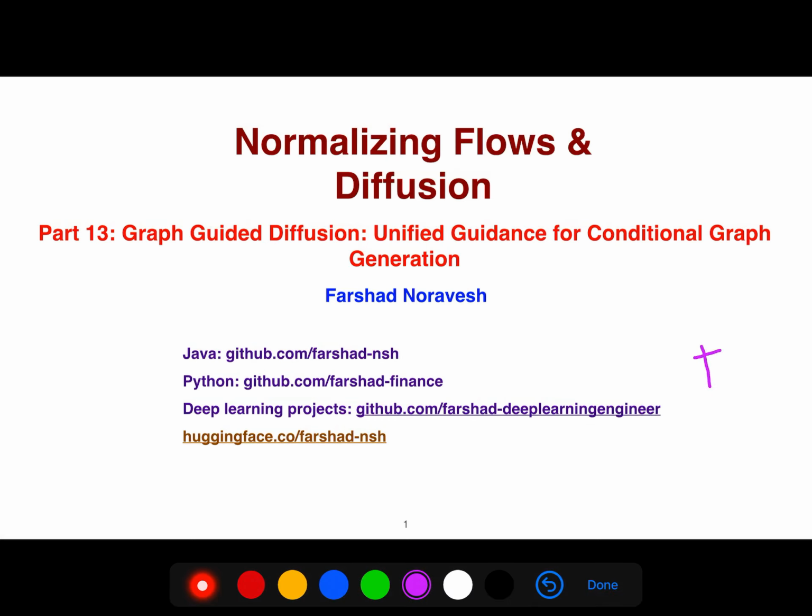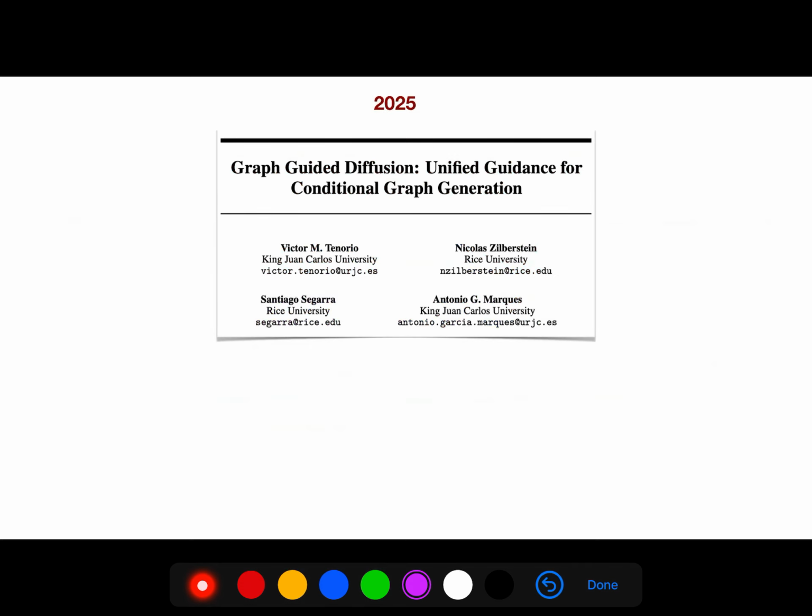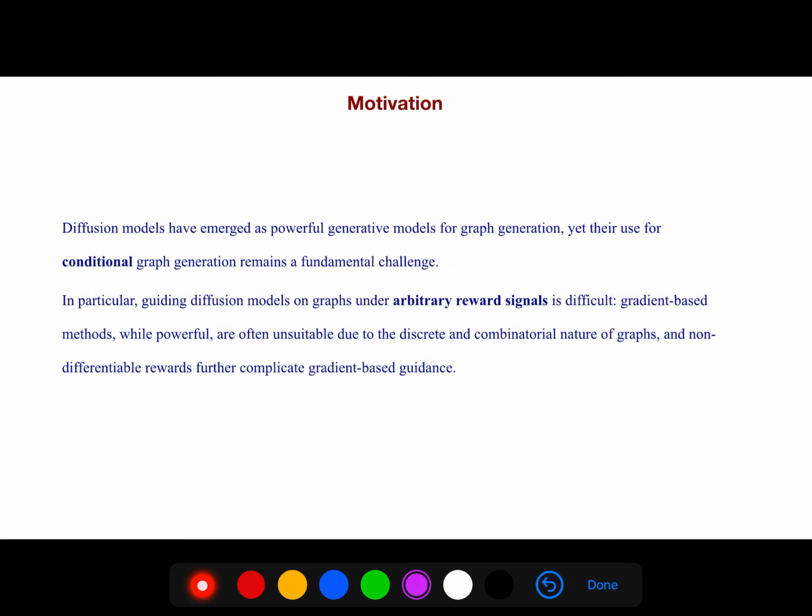Alright, so today I'm going to be explaining another important paper with the title Graph-Guided Diffusion, Unified Guidance for Conditional Graph Generation. You know, this guidance is really important in diffusion. And this paper is just about graph generation, and we can condition on some properties. And this paper is from 2025.